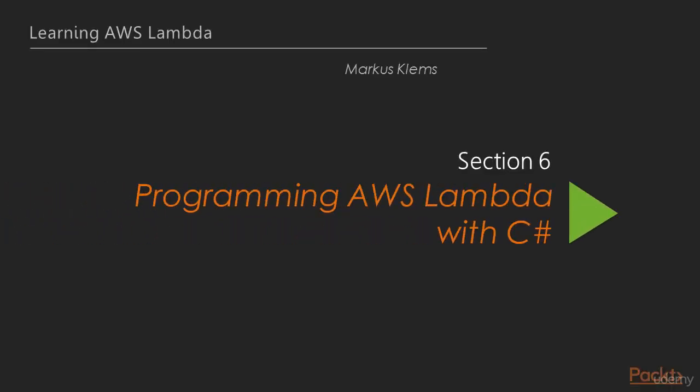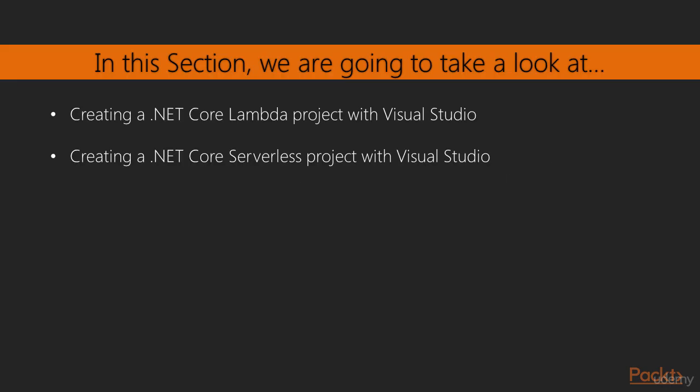Welcome to Section 3, Programming AWS Lambda with C#. At the time of recording, C# is the newest language addition to the AWS platform. You can now build Lambda functions and serverless applications using C# and .NET tools. In this section, we are going to take a look at creating Lambda functions and serverless projects using the .NET Core platform and Visual Studio.